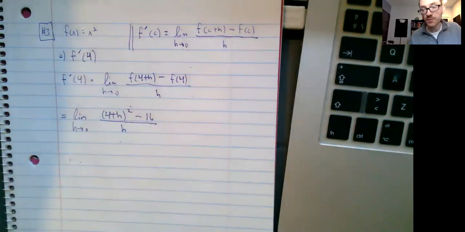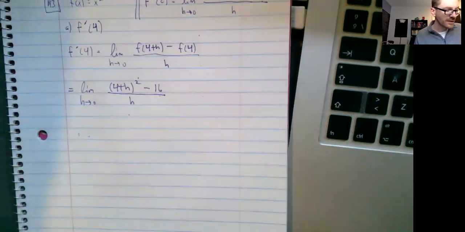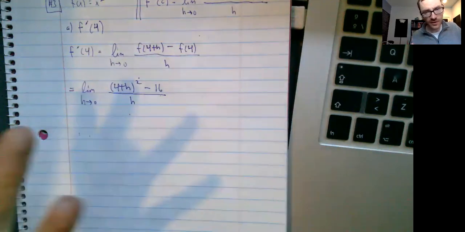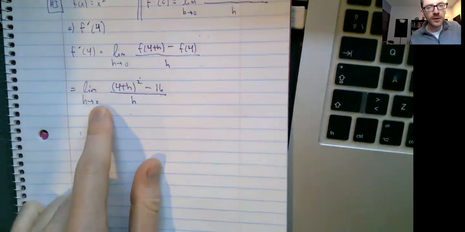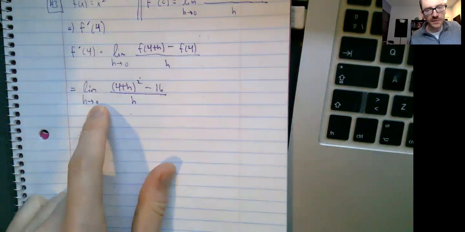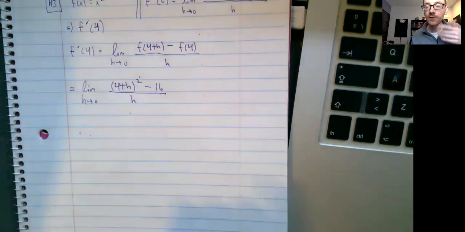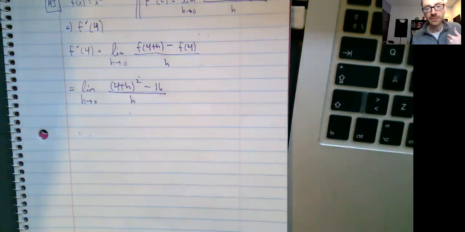Okay, so this is an algebraic limit. Technically, whenever you're trying to evaluate a limit like this, you should try plugging in the number. But I promise that if you plug in 0 for h in this expression, you will get 0 over 0, which means that we need to simplify the expression and then try again. So how can we simplify this expression?